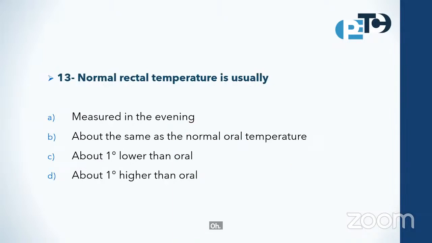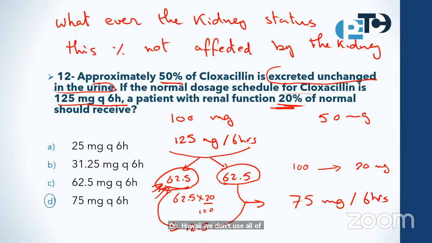Why don't we use the rule of dose impairment equals dose normal times creatinine clearance impairment over creatinine clearance normal? We use it, but not in a direct way. We use it as an adjustment factor and apply it on this amount, the 62.5. The dose adjustment factor here is the 20% or 0.2.